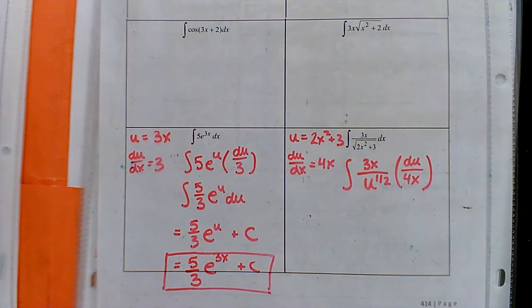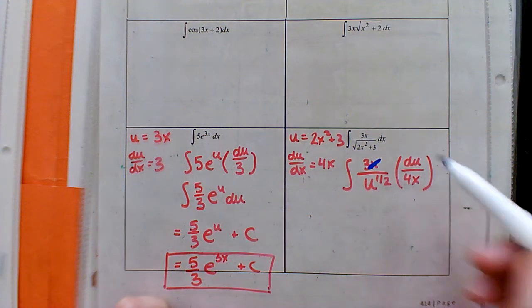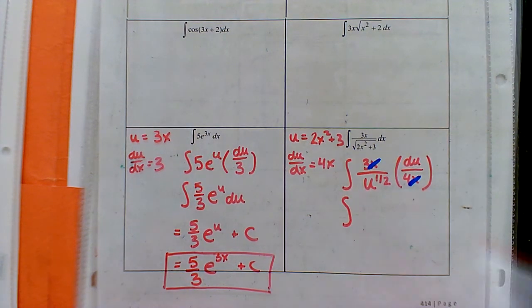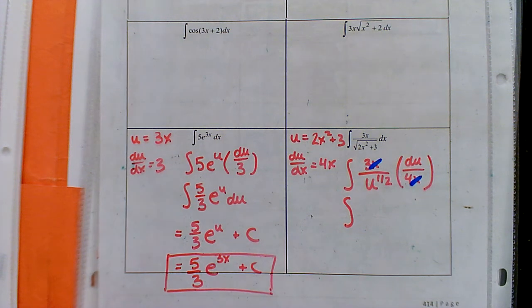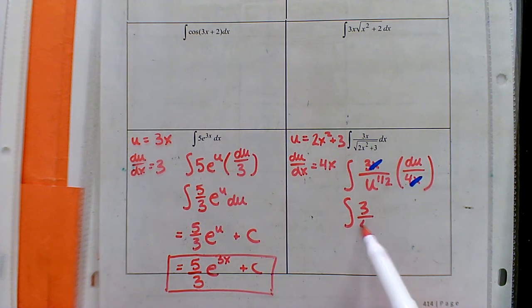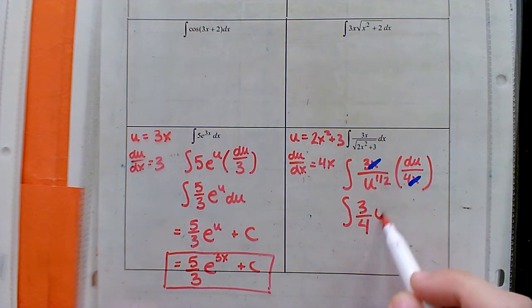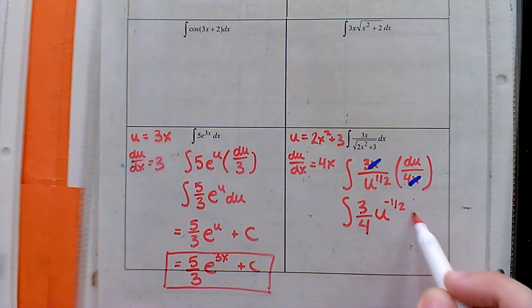Will the x's go away? Thank goodness we have one up top, one down below. They go away. So all we're left with are u's, which was great. Let's rearrange it a little bit so it's easier for us to work backwards from. We have a 3 divided by 4, so we'll write that as a coefficient. And maybe we want to bring that u to the 1/2 up to the top of the fraction, and we'll give it a negative power.